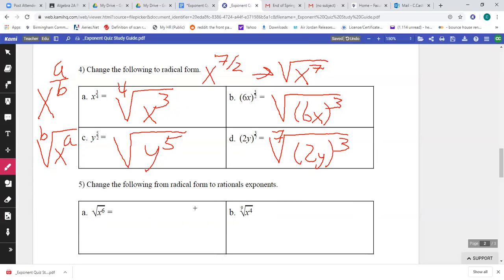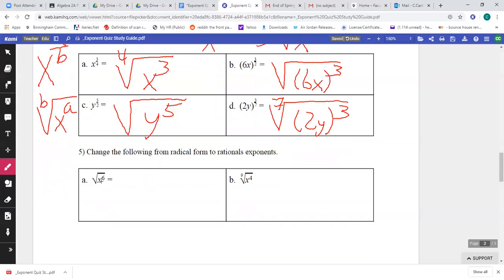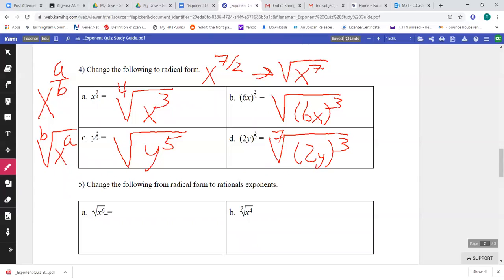So for number 5, you should be able to also go backwards. If you know here that the power is 6 and there's no number here, that means the denominator is 2. So this would be x to the 6 over 2. But you could actually simplify 6 divided by 2. This would be x to the 3rd.